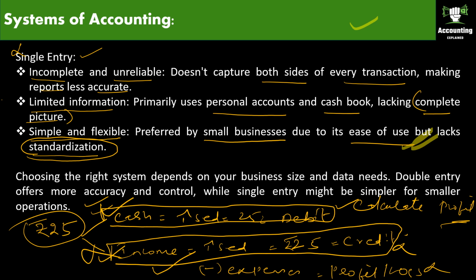Choosing the right system depends on your business size and data needs. Double entry offers more accuracy and control. So with double entry, you'll have more accurate accounts and control over your accounts, while single entry might be simpler for smaller operations.